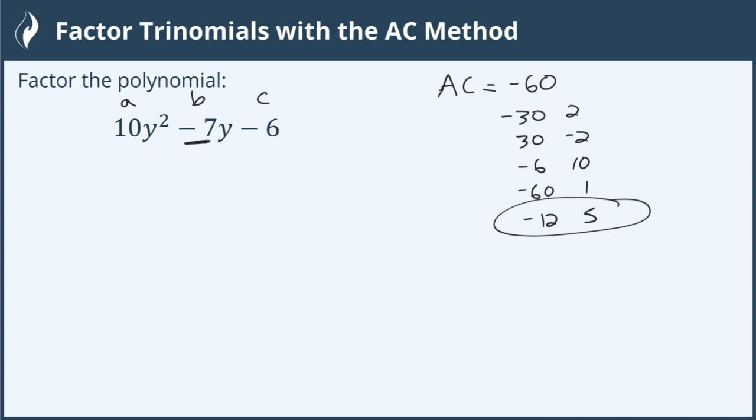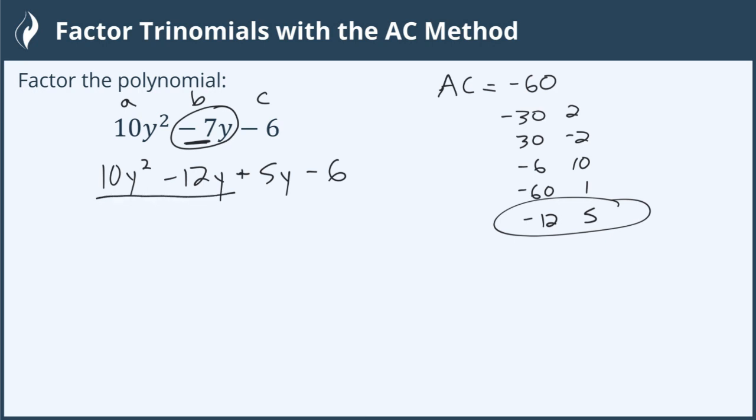So what I do is I now take my b right here and I replace it. So I say 10y squared minus 12y plus 5y minus 6. So all I've done is taken my b and I've expanded it into two terms because -12y plus 5y is the same thing as -7y. And now I'm going to do factor by grouping.